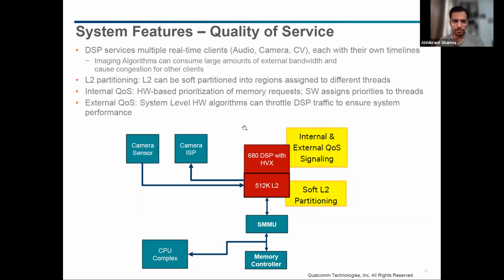Yeah, I think I'll talk quickly about this quality of service feature. There's a concept of soft partitioning, or L2 partitioning. So L2 cache can be soft partitioned into regions which are assigned to different threads.